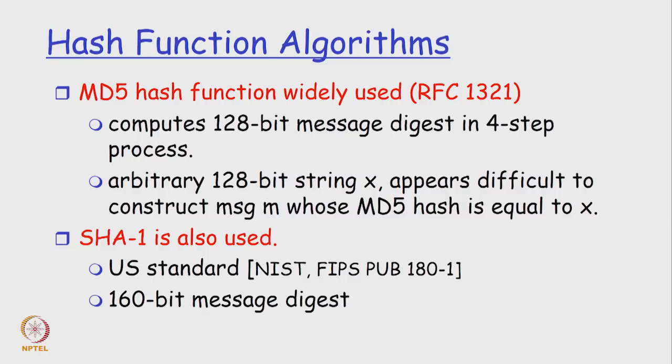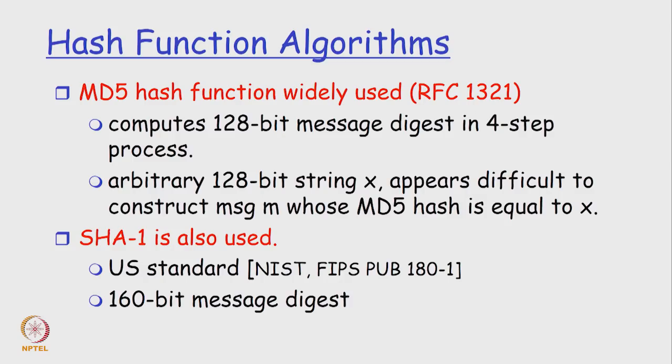Some of the functions used for creating this message digest are the MD5 hash function, which is widely used in the networking community, described in RFC 1321. What does MD5 do? It computes a 128-bit message digest in a simple 4-step process, and given an arbitrary 128-bit string x, it appears difficult to construct a message m whose MD5 is equal to x. So MD5 gets back that same property: if I have a message m which gives a 128-bit MD5 x, it is very difficult for me to find another m dash which will give the same x, and by this I ensure that the pair m with x cannot be substituted. I can't make m with x dash or m dash with x; both are not computationally feasible.